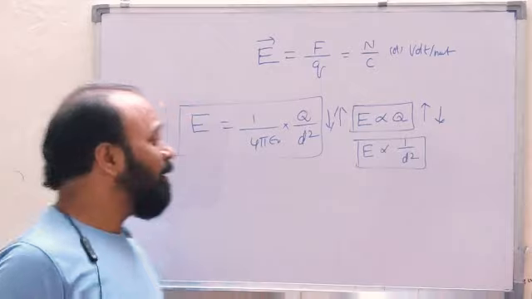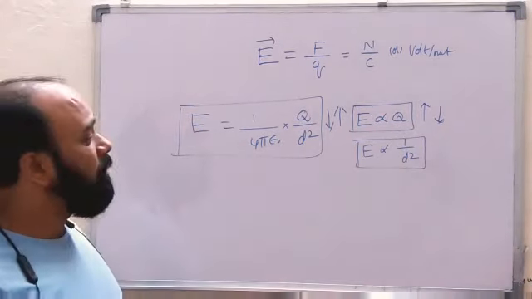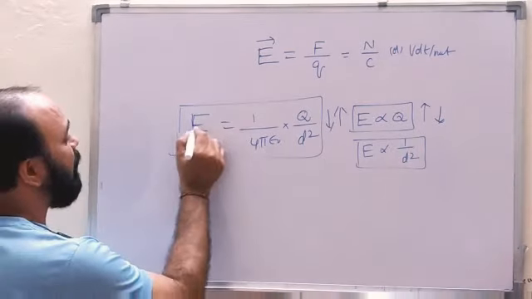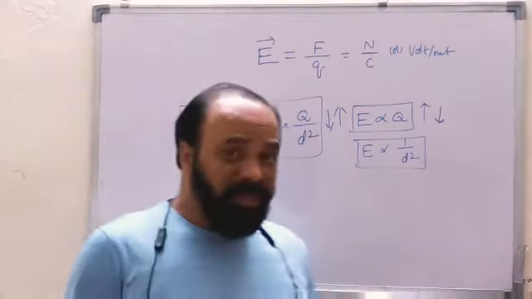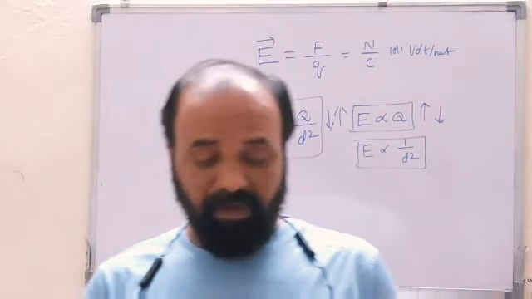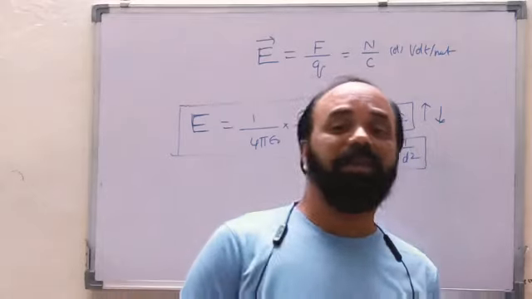Okay, so this is the relation between electric field and charge. Now see, this is the formula for electric field. Now we have two types of electric fields. One is uniform electric field, second one is non-uniform electric field.